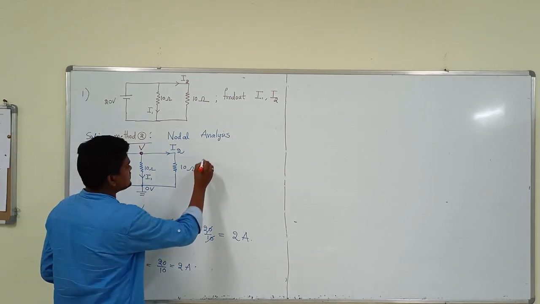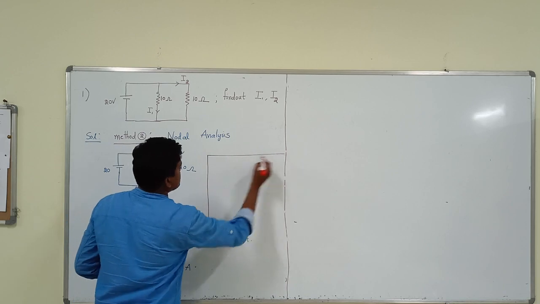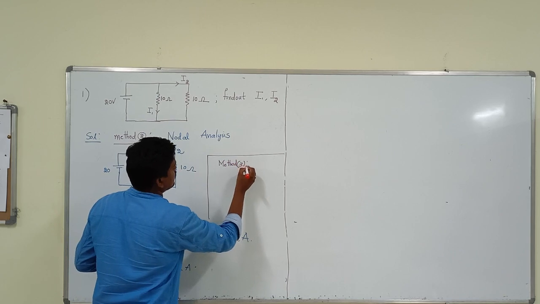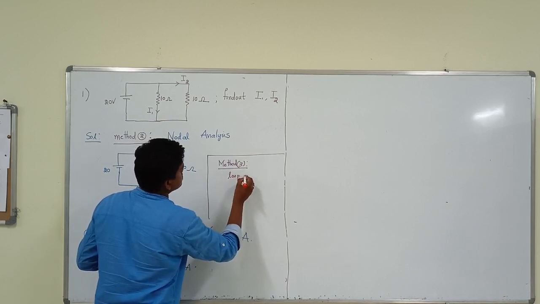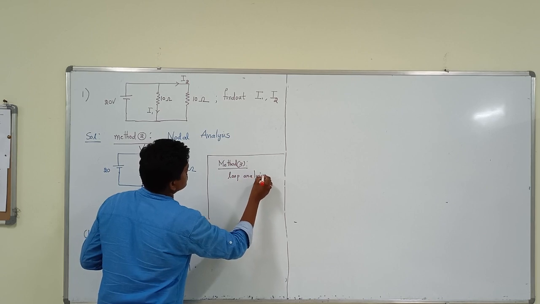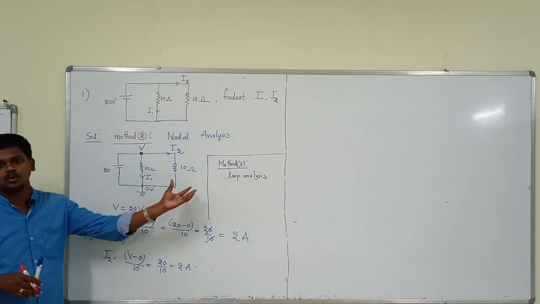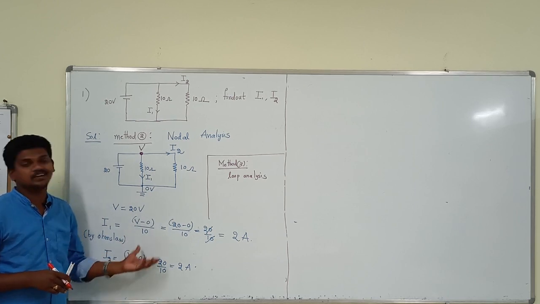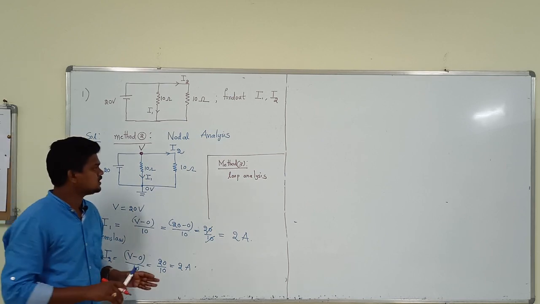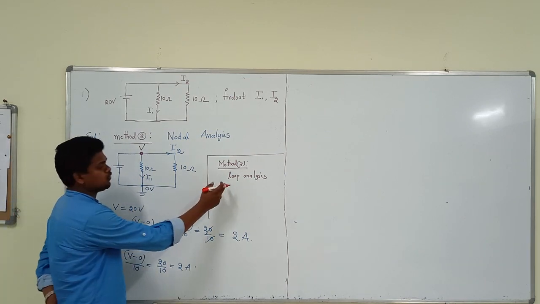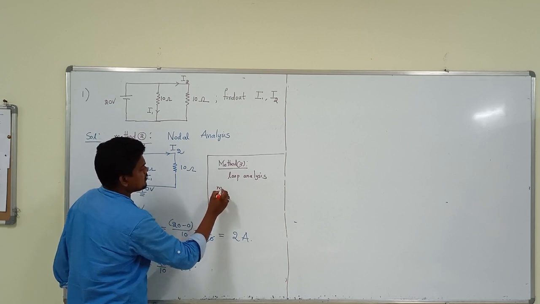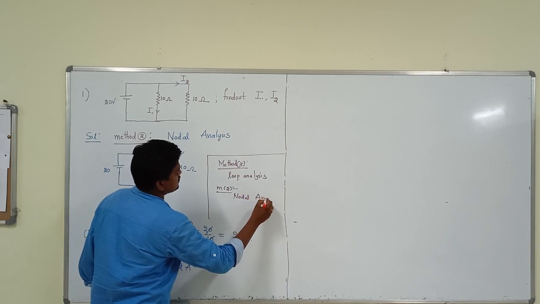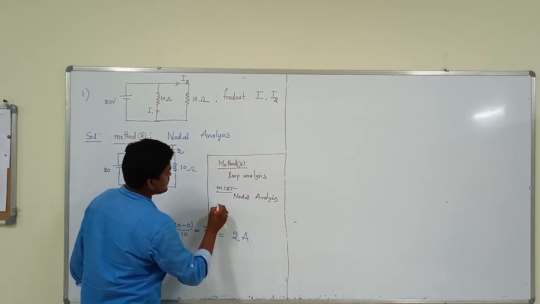Then you will go for method 3, which is loop analysis. You already have some idea regarding loop analysis, because we will get the same answers. So in your notes you have to go through the loop analysis. You will get I1 and I2 both the same. Otherwise you can contact me. Definitely it will come out the same, right? So method 3 is finding by loop analysis, method 2 is applying nodal analysis.